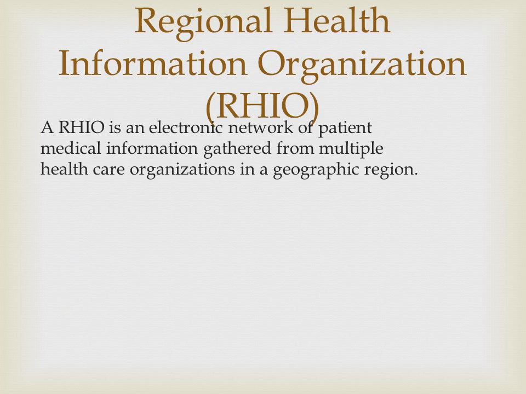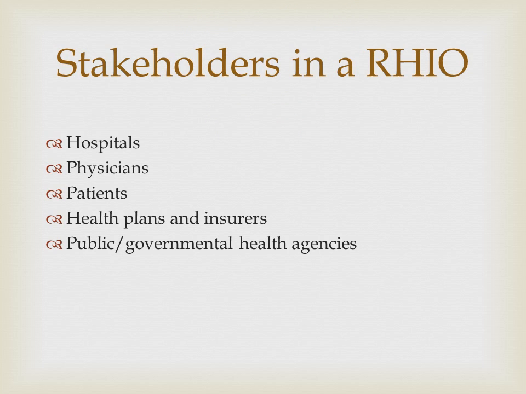So, who is the Regional Health Information Organization? Basically, this is a network of individuals from different regions. Their job is to oversee electronic records. Individuals that are involved in that would be hospitals, physicians, patients, public and governmental health agencies. They're all a part of what we call the RHIO.